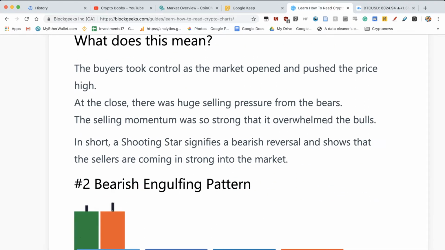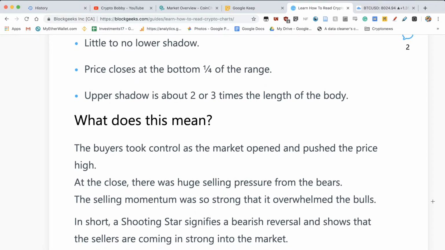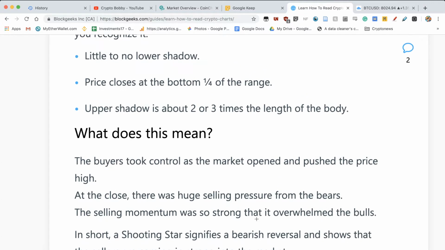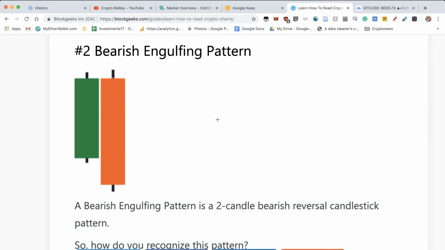The buyers took control of the market and opened and pushed the price high, and at the close there was a huge selling pressure from the bears. In short, a shooting star signifies a bearish reversal and shows that the sellers are coming in strong in the market. Furthermore, bearish engulfing pattern.